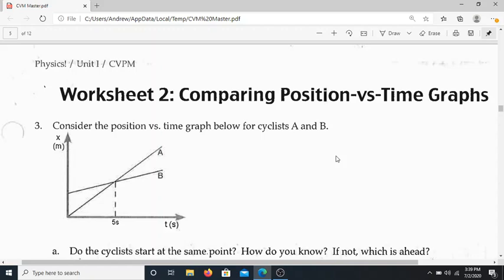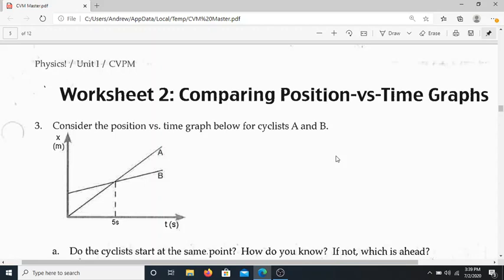For worksheet number 2, we have a position time graph. And this time we have the position time graph of two different cyclists, cyclist A and cyclist B. They both start in different positions, as you can see on the graph, at time equals 0. I want you to use that graph to answer some of the questions. The first question is, do the cyclists start at the same point? How do you know? If not, which is ahead?